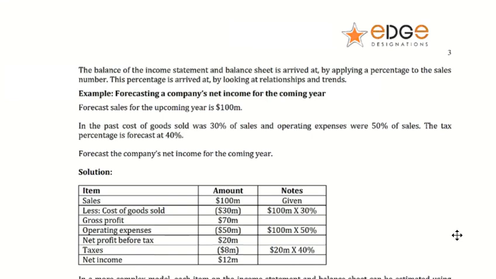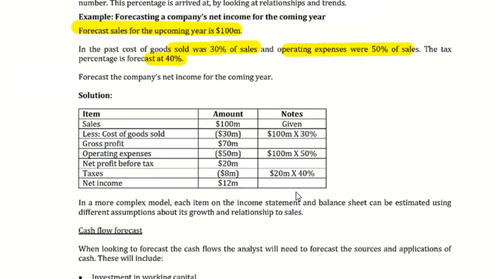Let's have a look over here, top of page 3. Forecast sales for the upcoming year is 100 million. In the past, cost of goods was 30% of sales. Operating expenses were 50% of sales, and taxes are forecast at 40%. You can give yourself a nice income statement forecast. Sales 100 million, which we would probably have got from looking at GDP numbers, industry numbers, and then extrapolating those downwards towards our specific company.